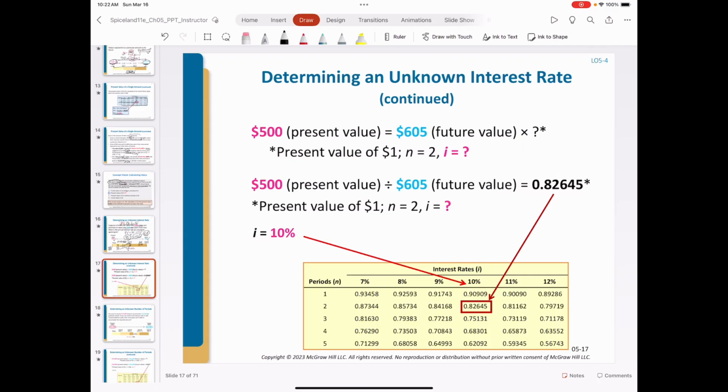So the value is 0.82645. And then we look up the present value factor table. Since we know the period was 2, we check which number is close to the value we calculated. And we find this number located here, which appears in the column 10%. Then we know the interest per period is 10%.